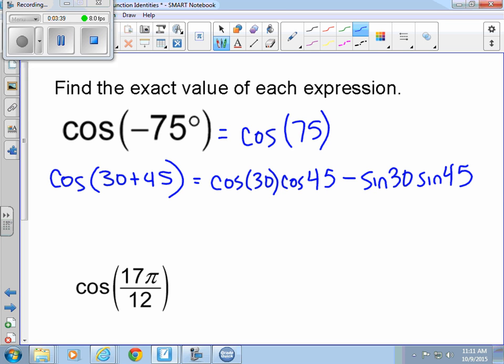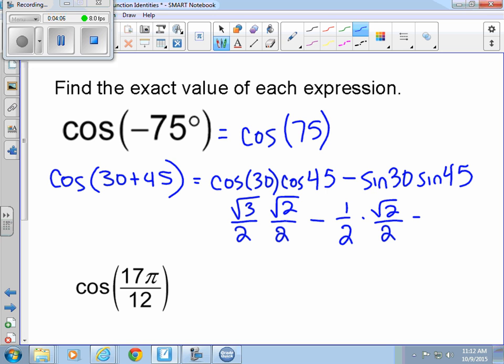Can I now find all these values? What's the cosine of 30? Square root of 3 over 2. Where is he getting that information? He said from the unit circle he has memorized, right? Because we were getting really good at that unit circle by now, right? What about the cosine of 45? Square root of 2 over 2. What about the sine of 45?